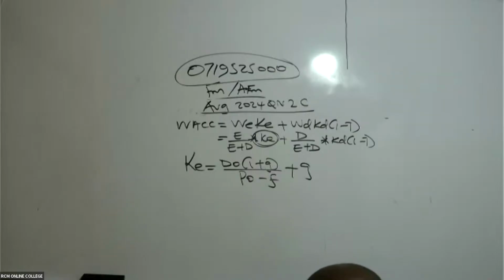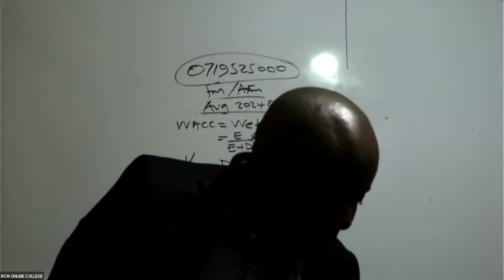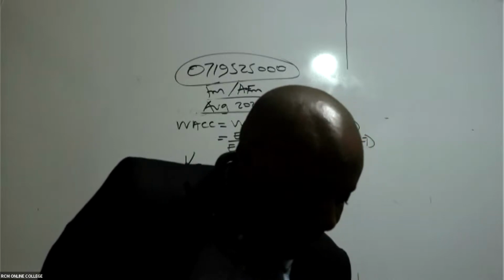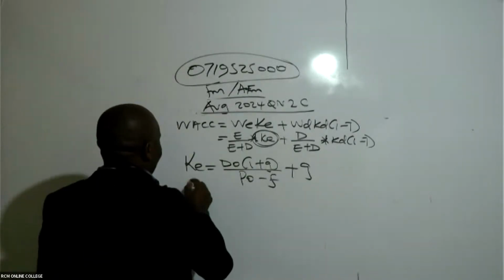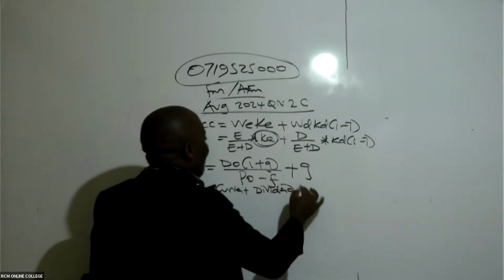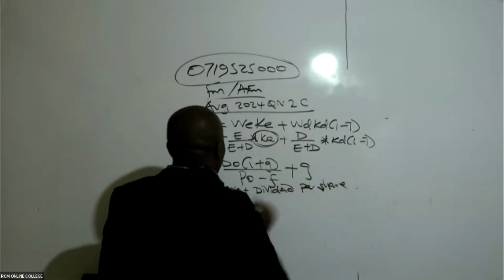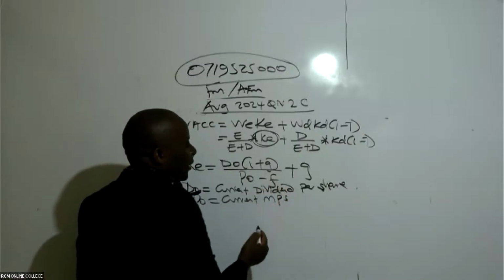So we have our KE. We are trying to discuss this great question here. KE is cost of equity. D0 is current dividend per share. Please write this in full. D0 is current dividend per share. P0 is current market price per share.